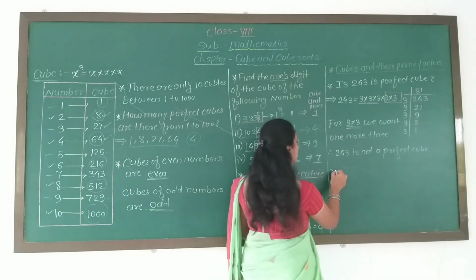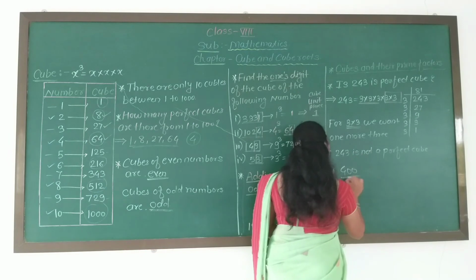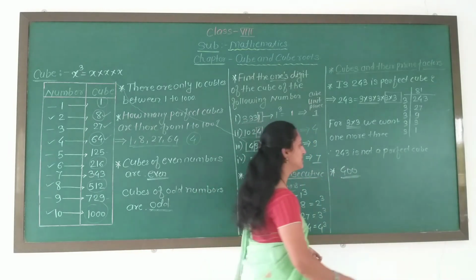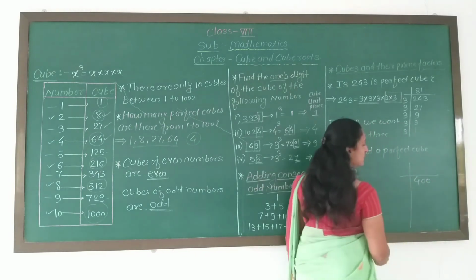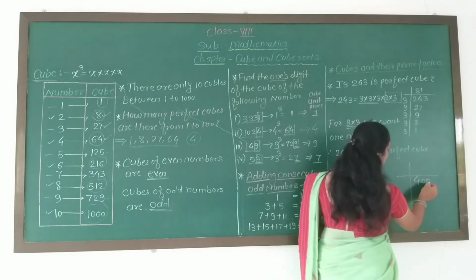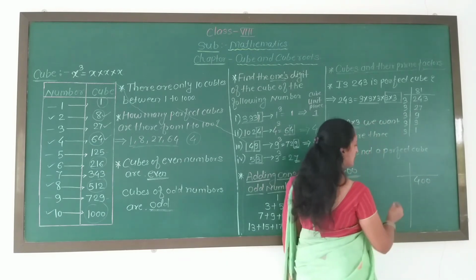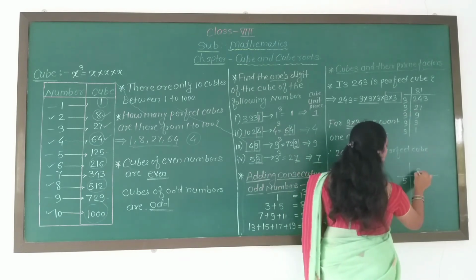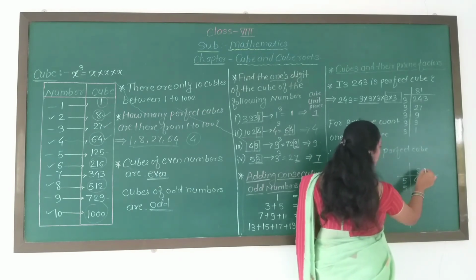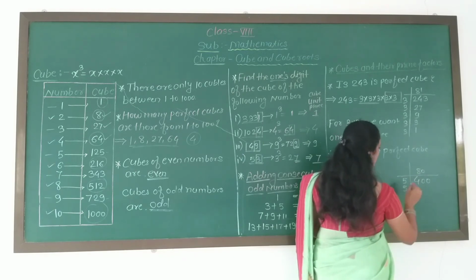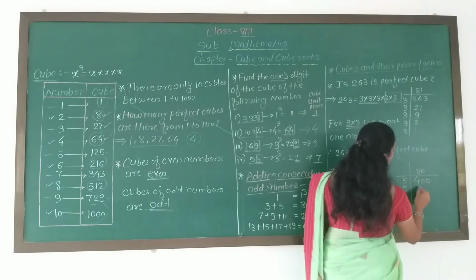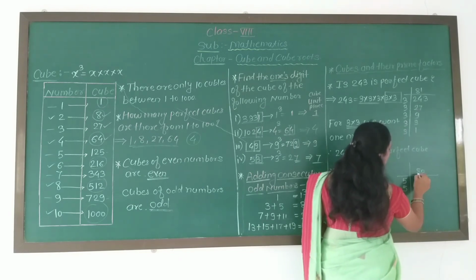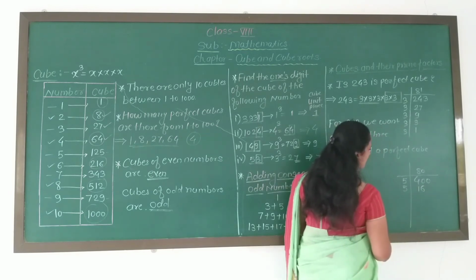Take one more example. Is the number 400 a perfect cube? Just try 400. Just find out. Here the last digit contains 0. So 5 eights are 40 and 5 zeros are 0. After that again the number is divisible by 5. 5 ones are 5. Correct. After that 5 sixes are 30. Right?